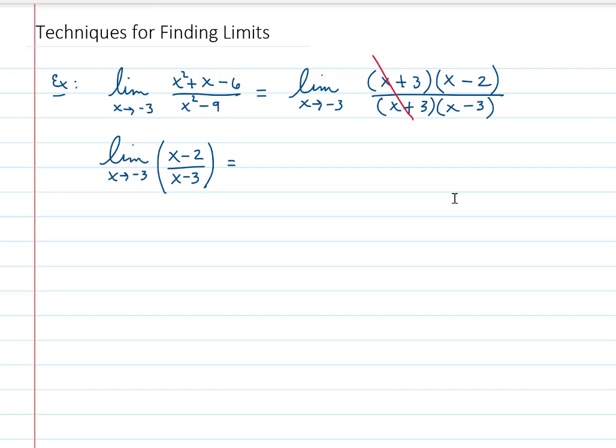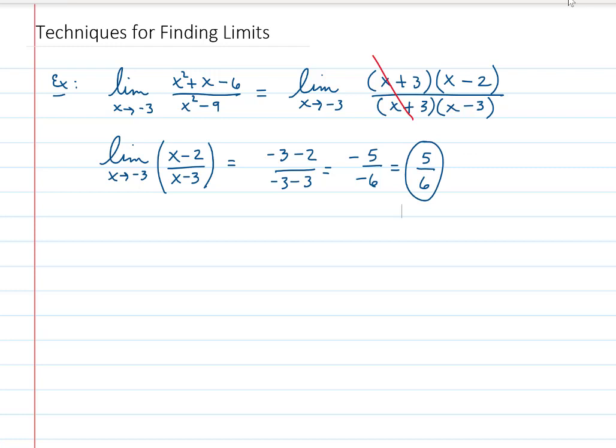Notice how this is the case where we found a function that is identical to the original one except at x equal to -3, but we are now able to directly substitute -3 in here. So we substitute x for -3: -3 minus 2 over -3 minus 3, and we end up with -5 over -6, which is just 5/6.